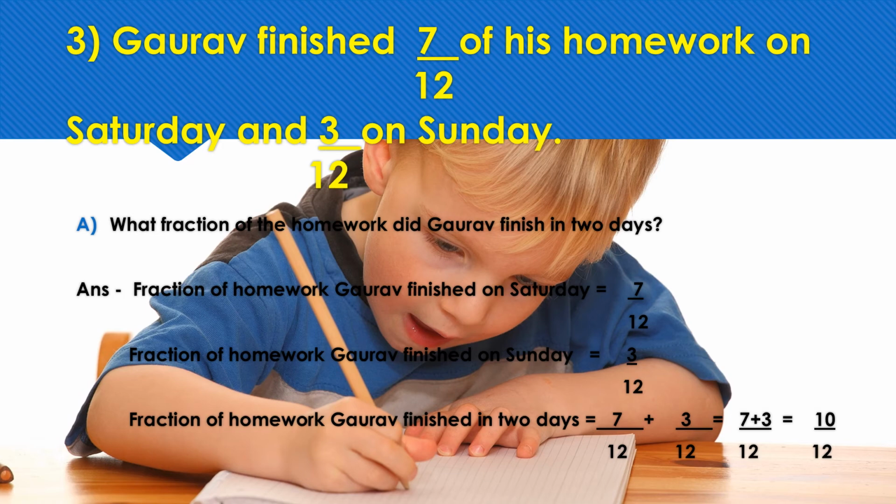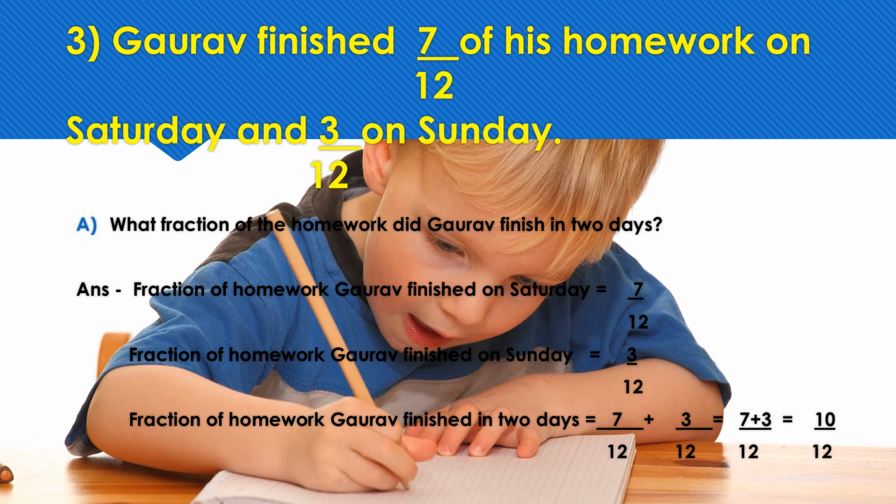So here we have the information, that is Gaurav finished 7/12 of his homework on Saturday. Now since 7/12 is a fraction, we write the statement beginning with fraction of homework Gaurav finished on Saturday is equal to 7/12. Next information we have is he finished 3/12 on Sunday. Thus, the fraction of homework Gaurav finished on Sunday is equal to 3/12.